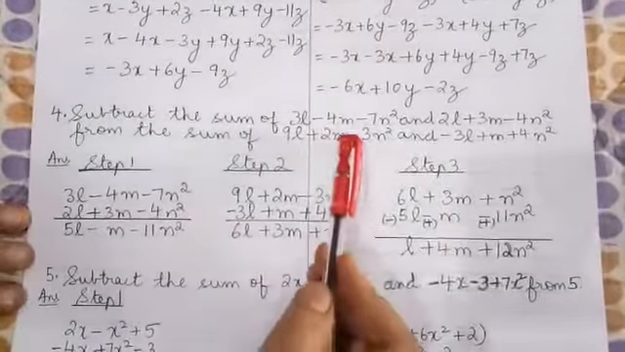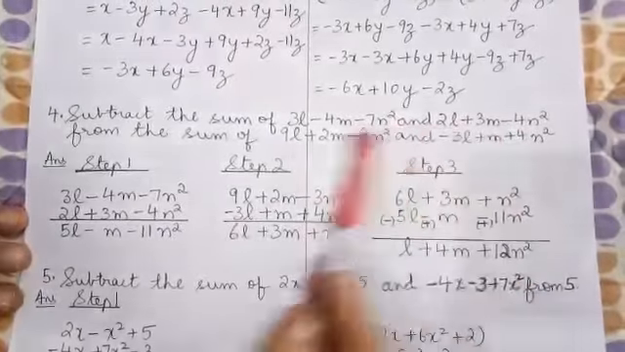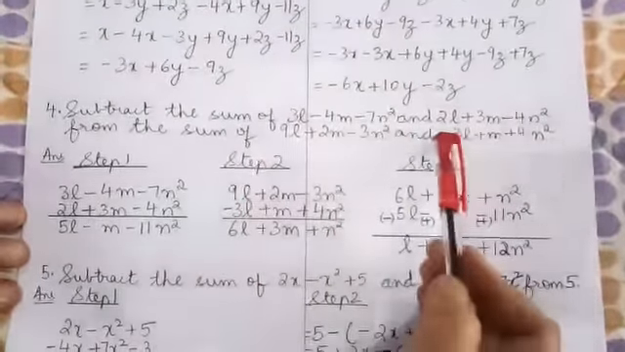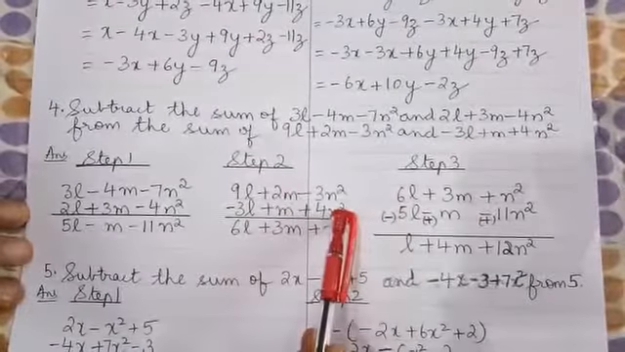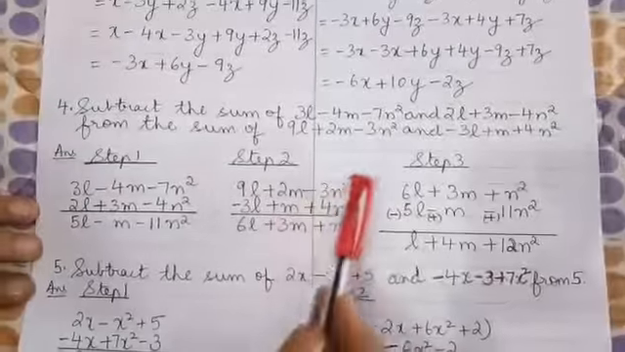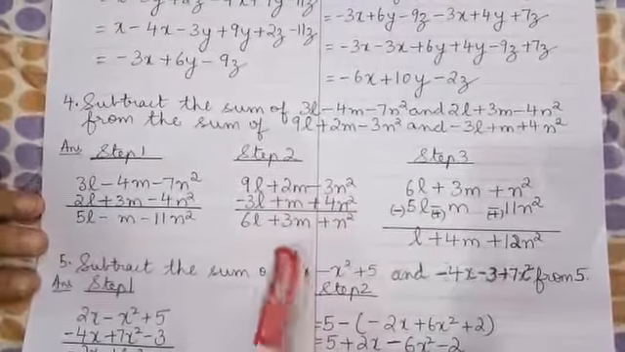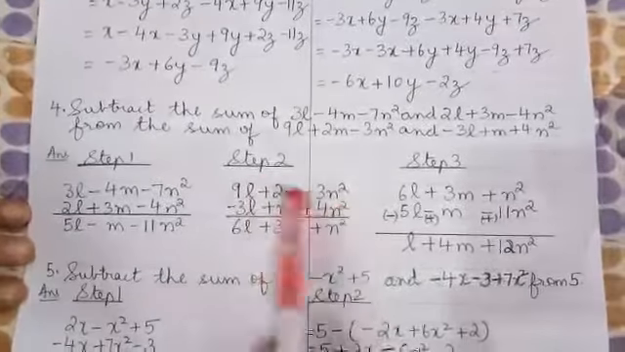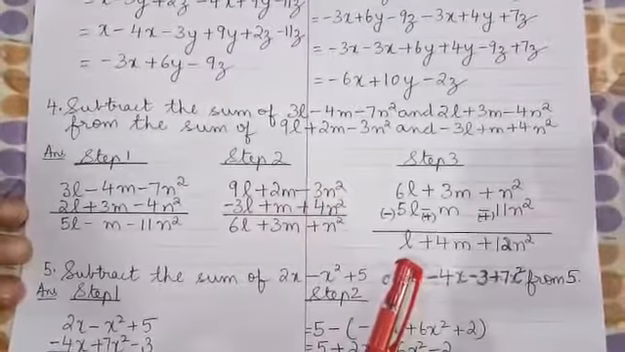Next, let's find the sum of these 2 expressions in step 2. Write out this expression and this expression. See, we have placed the like terms one below the other: l terms, m terms, n square terms. It's addition. We need to find the sum of these 2 expressions. So there is no change in any signs.